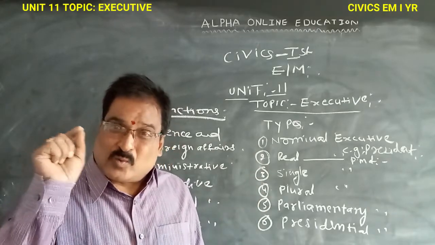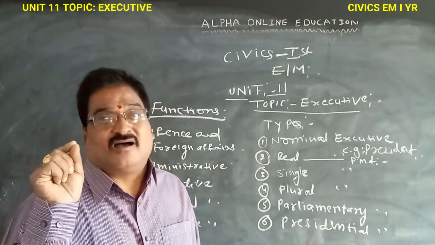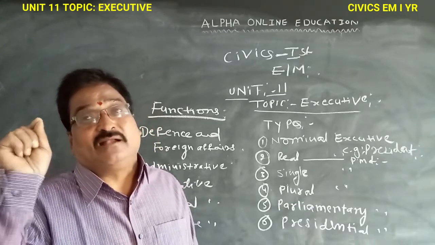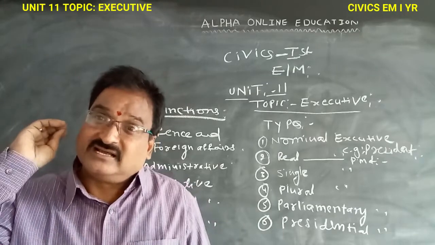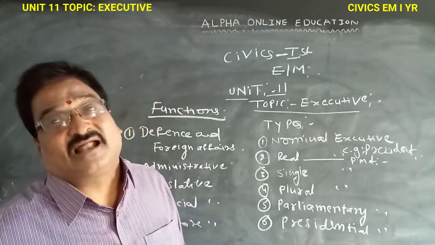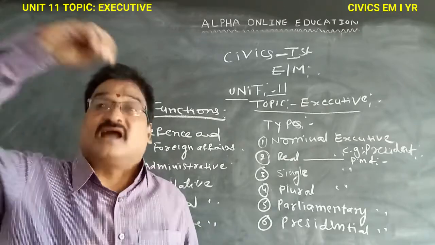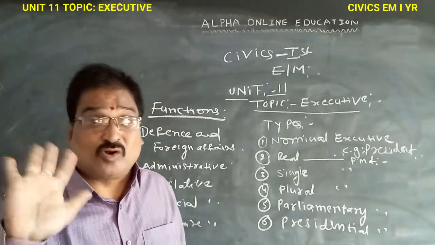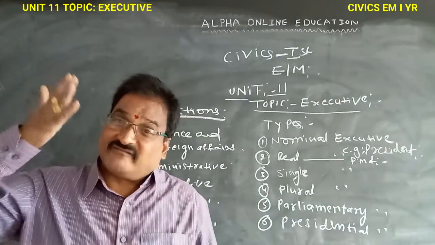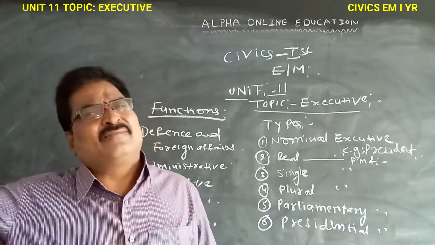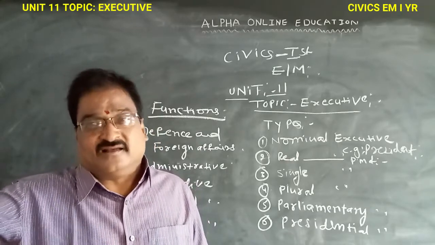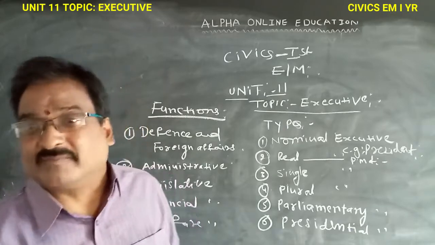So what is the function of the executive? The function of the executive is to implement laws. Who prepares the laws? The Department of Legislature prepares laws. The Department of Executive implements the laws. So no confusion between the Department of Legislature and the Department of Executive. The independent one is the Judicial Department.